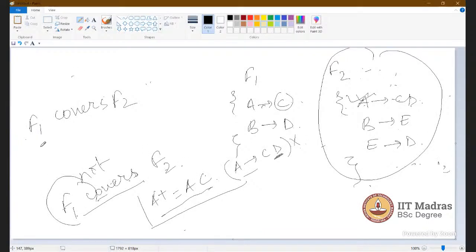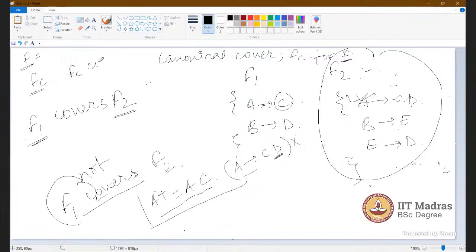So here you can see F1 and F2, right? F1 covers F2. Canonical cover: suppose FC is the canonical cover for the functional dependency F, which is the original one. You are given the original functional dependency F and you have to find the canonical cover FC. These two are equivalent. What does that mean? FC covers F and F covers FC.